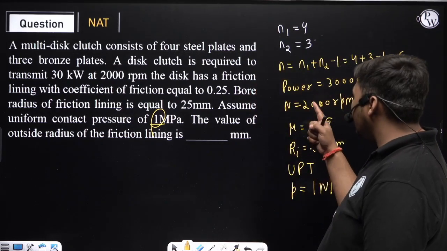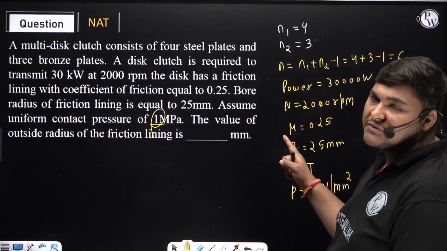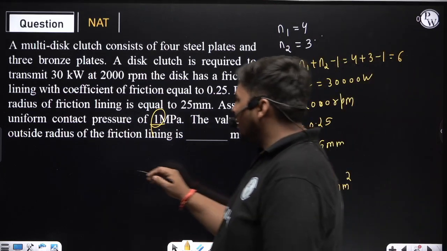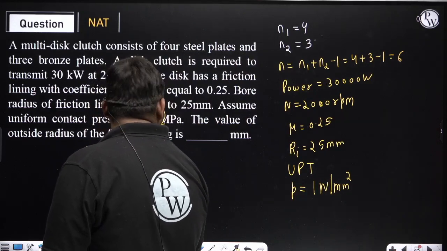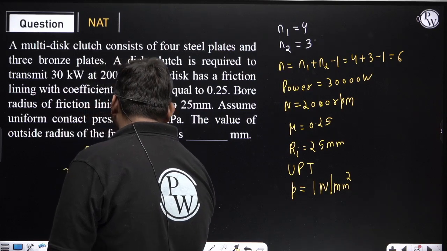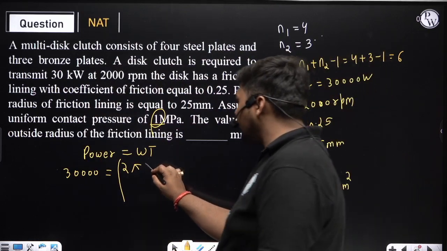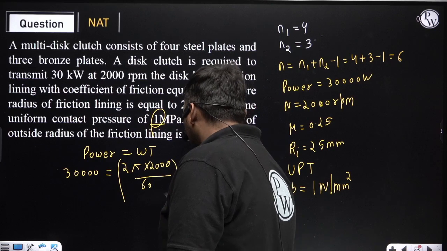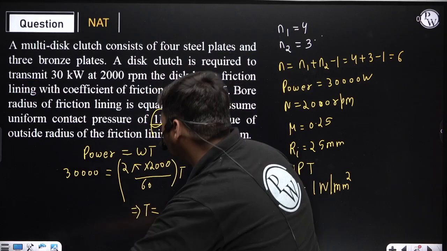Since power and speed are given, first we will calculate the torque transmitted by using the value of power and speed. Power is equal to omega into torque. Power is 30,000 watt. Omega is speed in radian per second, whose expression will be 2 pi into speed in rpm divided by 60. Right now speed in rpm is 2000, divided by 60, into torque. From this we will get the expression of torque.